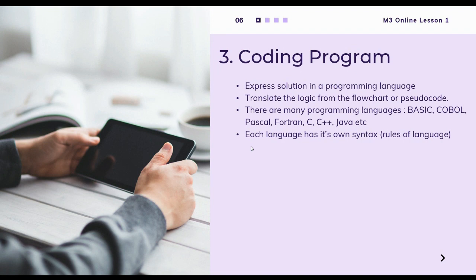Coding the program is to express the solution in a programming language, or we translate the logic from the flowchart or pseudocode using programming languages such as BASIC, COBOL, Pascal, Fortran, C, the one that we will use for our lesson, C++, Java, and any other programming languages. Well, each language has its own syntax or rules of language. Some might use a different keyword than the other, and we need to learn that in order to execute our program. In our case, in this course, we will learn about C next time.